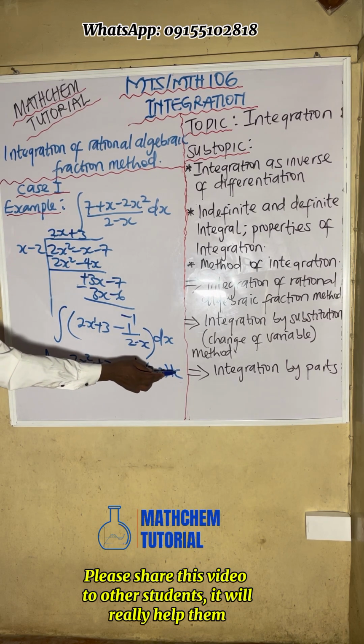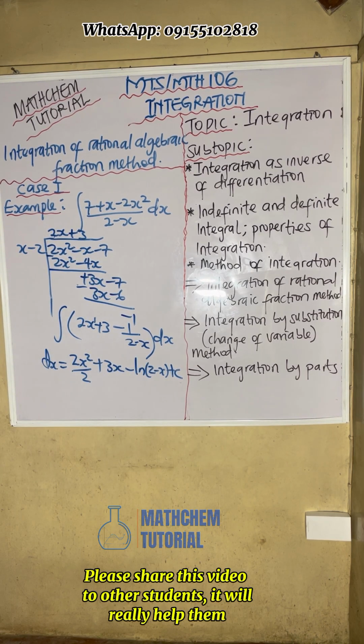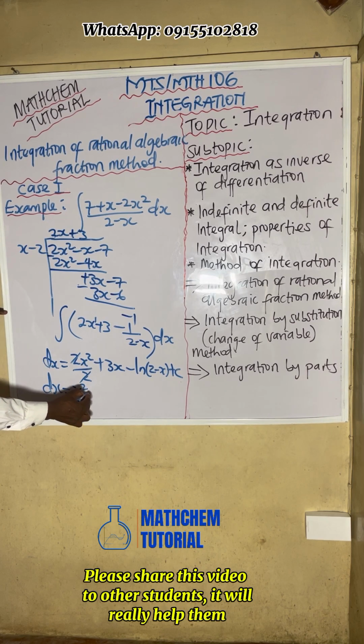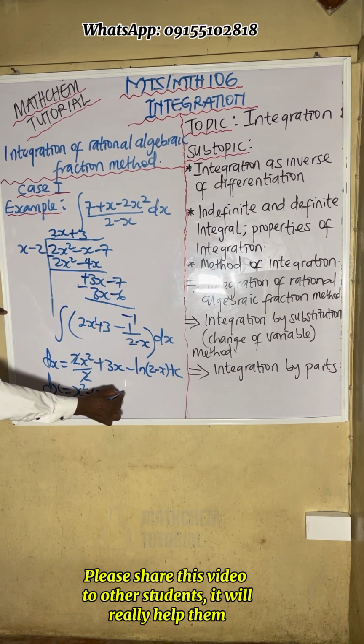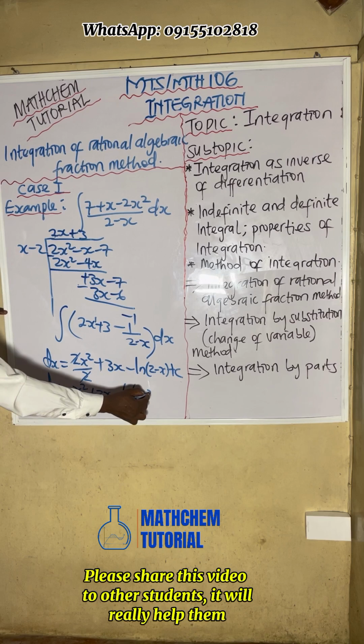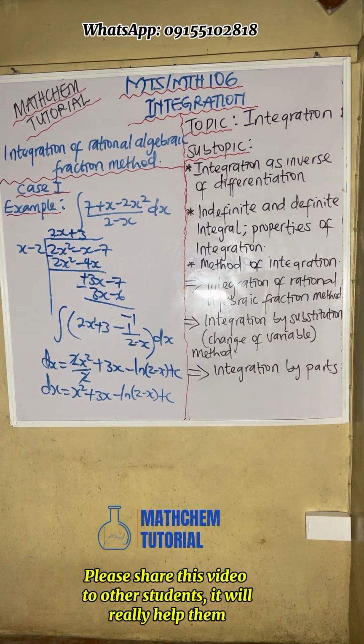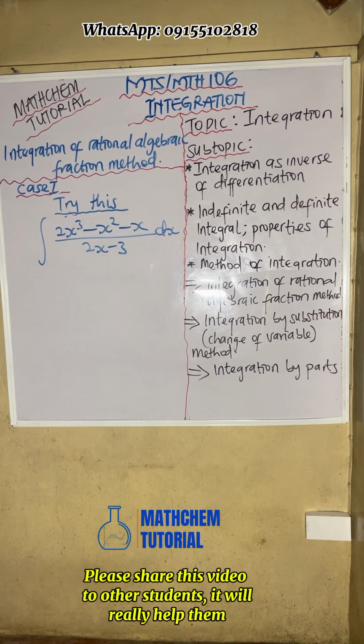So after writing this plus c, what I'm going to do next, you can see that these two can eliminate these two. So our final answer, dx, will be equal to x squared plus 3x minus ln 2 minus x plus c. That will be our answer for this particular case 1. Before we move to case 2, try this: pause this video and quickly give a trial to this question.